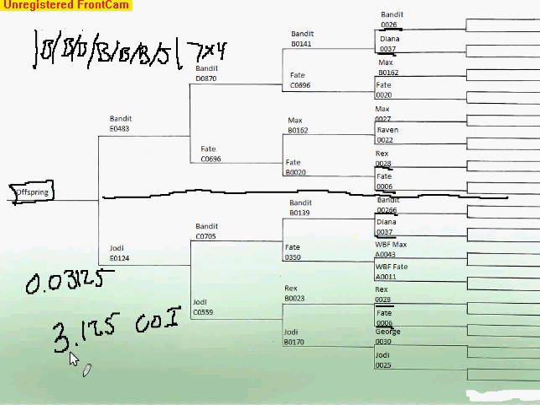This is how you calculate coefficient of inbreeding. I will tell you what all to do with this in the next video, but now to calculate it out, all you got to do is look back to this video.